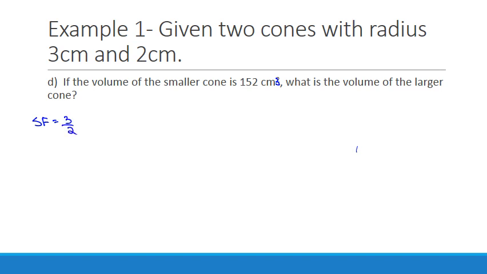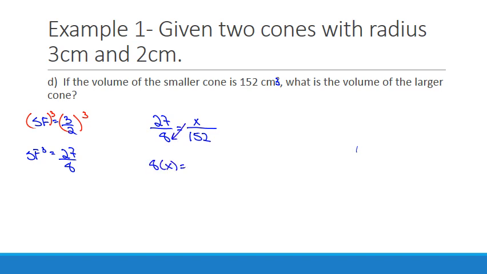So 3 over 2. I'm going to cube this though, because remember the volumes are related by cubing your scale factor. So 27 over 8, and again we figured this out before, but now I use this in my proportion. So 27 over 8 is equal to, and again I put the larger cone on top. The information they told me was the smaller this time. So now I can find the larger cone's volume without actually calculating it, just by using this proportion.